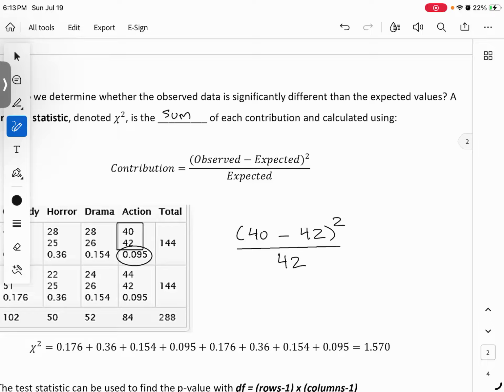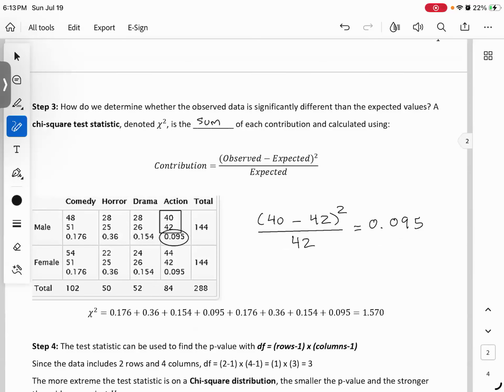So you take the 40 minus the 42. And I want you to try this in your calculator before we actually do it with an actual example that hasn't already been completed for us. And you should see that you get 0.095. And then, yes, that would be something that would need to be repeated for each pairing. For each observed and each expected, you'd subtract, square, divide by the expected, and you would get all 8 of these.